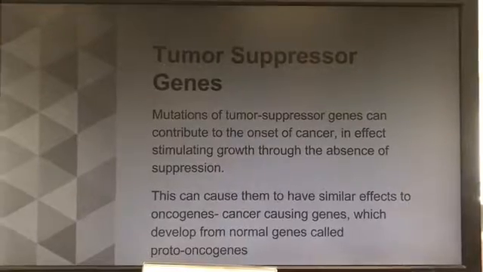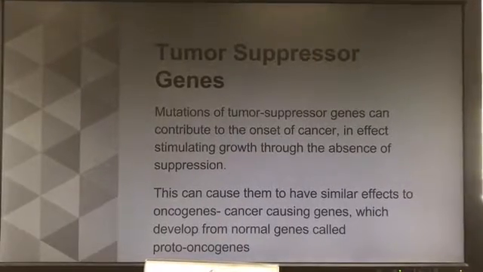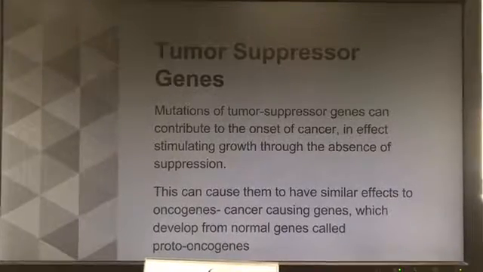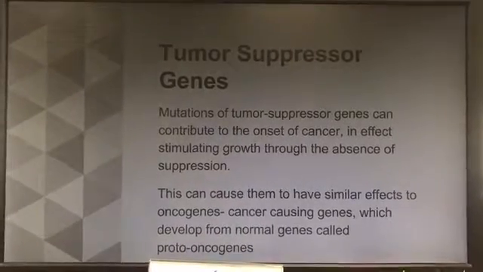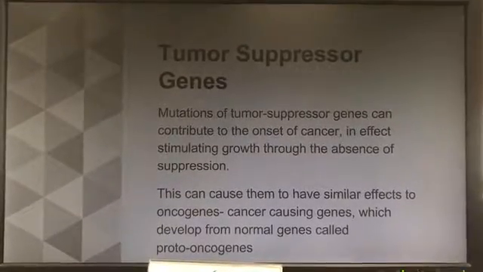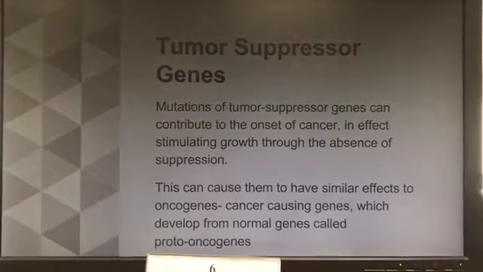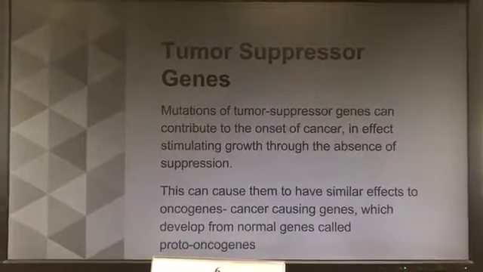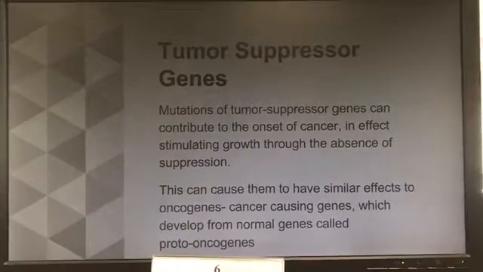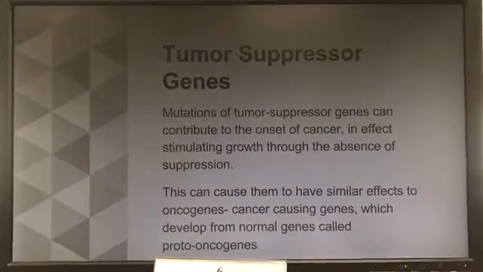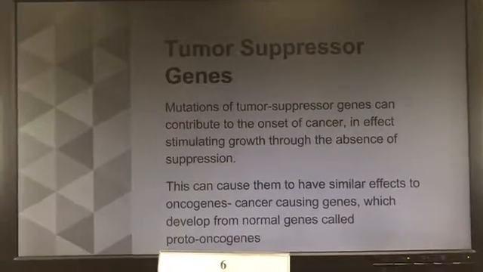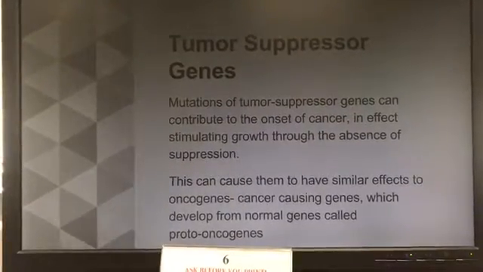Now, you're probably wondering how a mutation in the suppressor gene can contribute to the onset of cancer. Well, if you have a mutation in this gene, that means it may not do its job properly or it may not function at all. So, in effect, you would be stimulating the growth of cancerous cells through the absence of the suppression, meaning that if you are not repressing them, if you're not stopping the growth of these cancer cells, then technically you're allowing them to grow and therefore stimulating them.